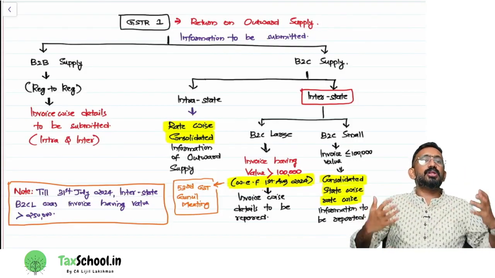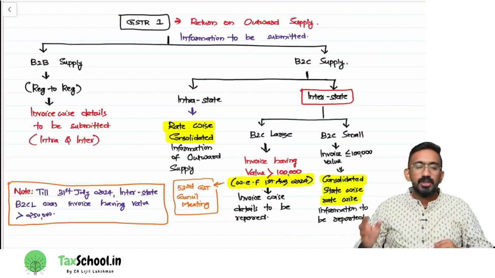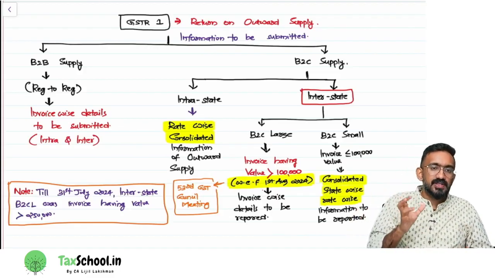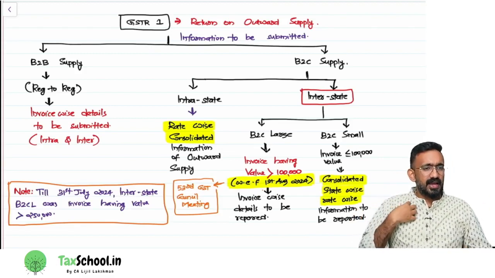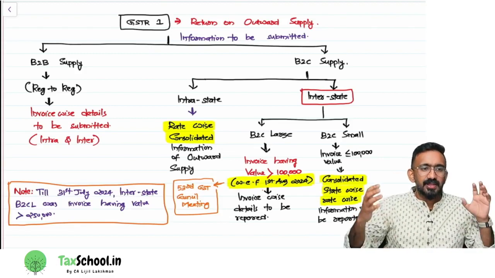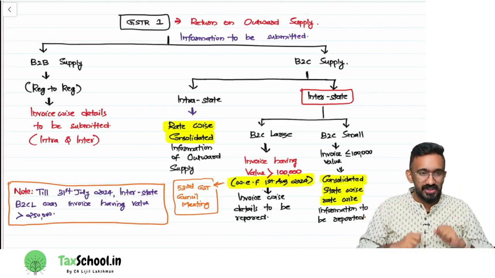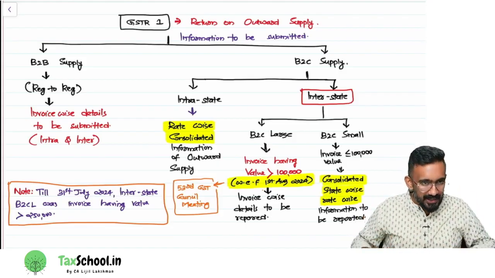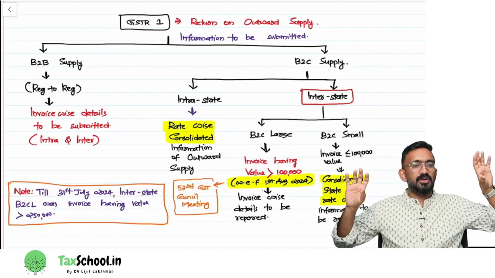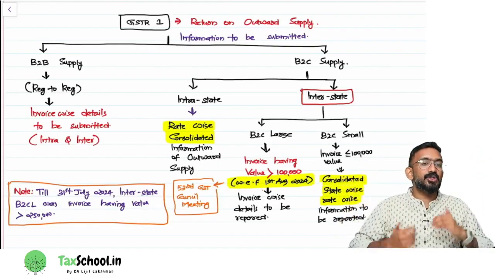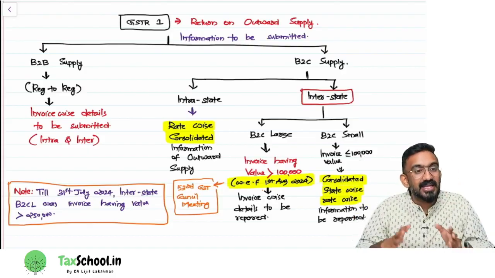What do you mean by B2B invoice? What do you mean by B2C invoice? B2B invoices means invoices given by a registered supplier to another registered person. So I have a GST number, you have a GST number. The bill will be called a B2B invoice. So the bill will have the GST number of the supplier, and will also have the GST number of the recipient. That's called a B2B invoice. What is special about a B2B invoice? This is the bill where ITC will be claimed.